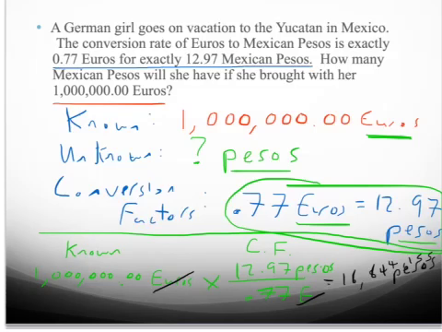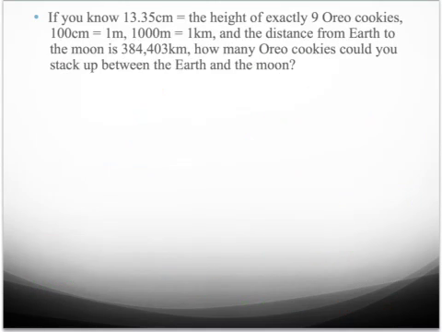So your final answer actually should be, you're going to round the 16,844,000 pesos. The 8 is going to round the 6 up to 7. So it's going to be 17 million pesos is your final answer, which you can also write as 1.7 times 10 to the 7th power pesos. This is sort of a fun problem.